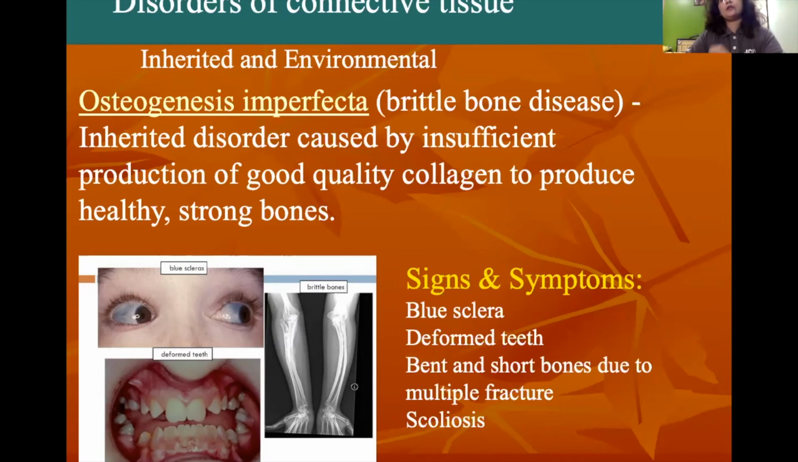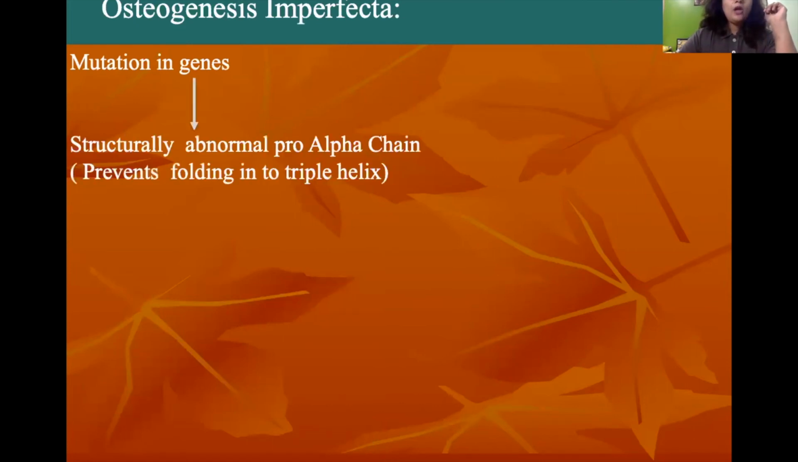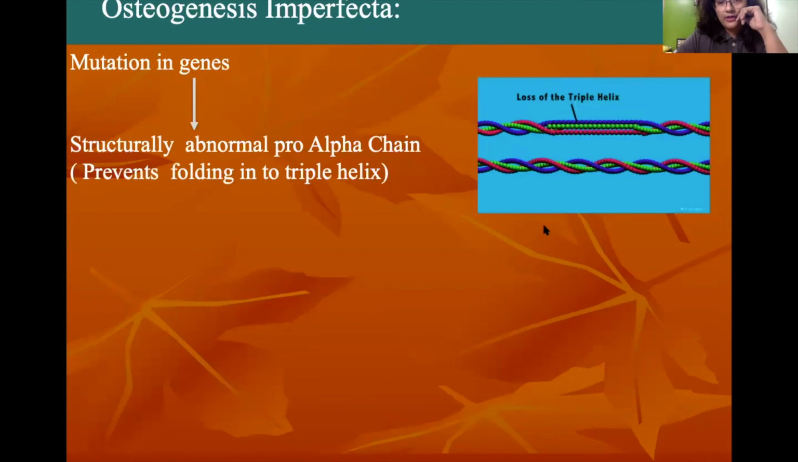Now let's discuss the etiology behind this. As it is a genetic defect, mutation in the gene will lead to a structurally abnormal pro-alpha chain. As these are abnormal, they will prevent folding into a triple helix. Here you can see this lower strand is a normal triple helix, and you can see there is an interweaving of all the three fibers.